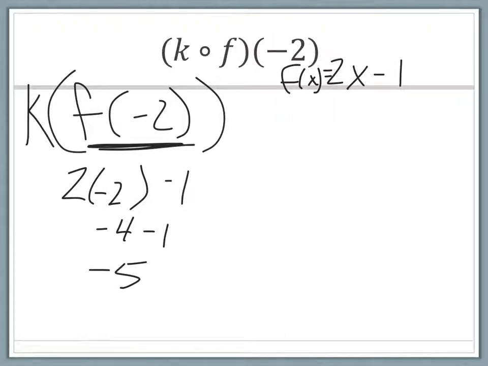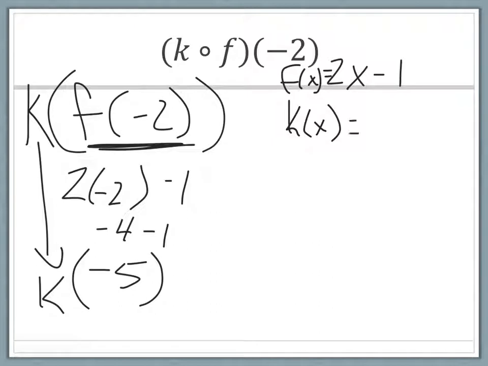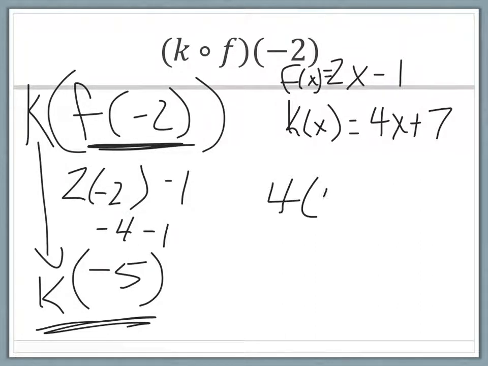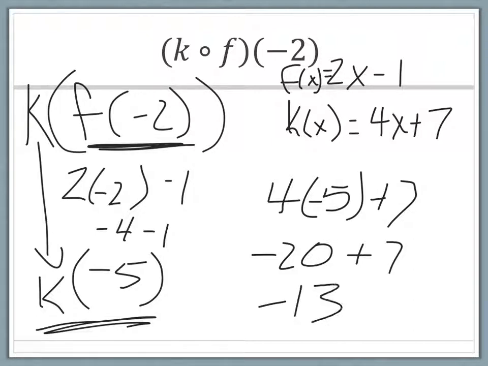Okay, now once I have that part done, I'm going to use that and bring my k down and do k of negative 5. Now looking up, our k of x was 4x plus 7. Okay, so now I'm going to use k of negative 5. So I'm going to plug negative 5 in for my x in the k function. So this is going to be 4 times negative 5 plus 7. Okay, so that'll be negative 20 plus 7, which gives me negative 13. And that is our final answer.